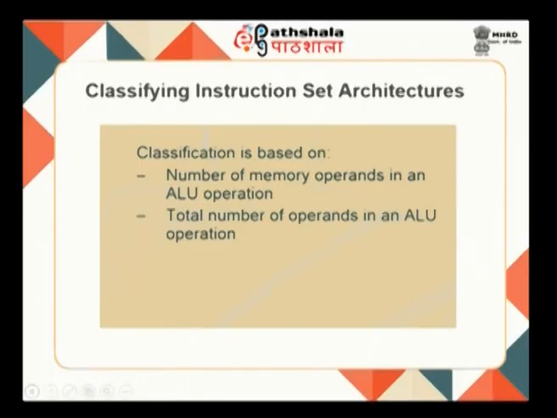That is the basis of classification, and it also depends on the total number of operands in an ALU operation. Are you going to specify all three operands, the two source operands and the destination operand, or are you going to specify only two of the operands, a source and a destination? That obviously means that initially both of them will be treated as source operands and the result will be put back into one of the source operands, which forms the destination operand.